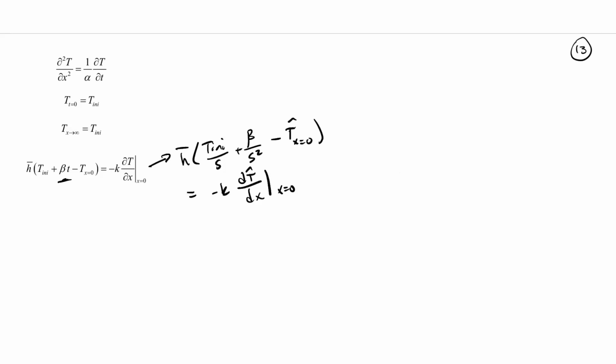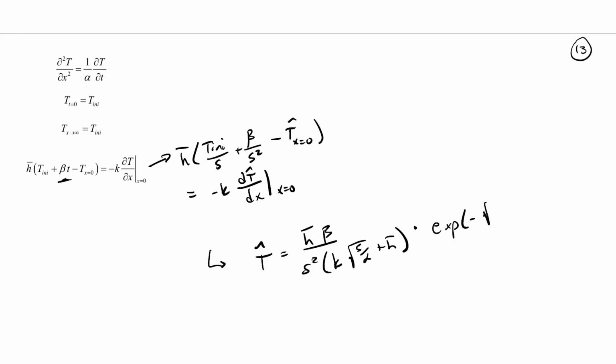Okay, so we go through and enforce that boundary condition. There's nothing really interesting about that, except that we end up with the final result here: T hat is equal to h bar beta over s squared times k square root of s over alpha plus h bar, times exponential of minus square root of s over alpha times x, plus T initial over s. Okay.